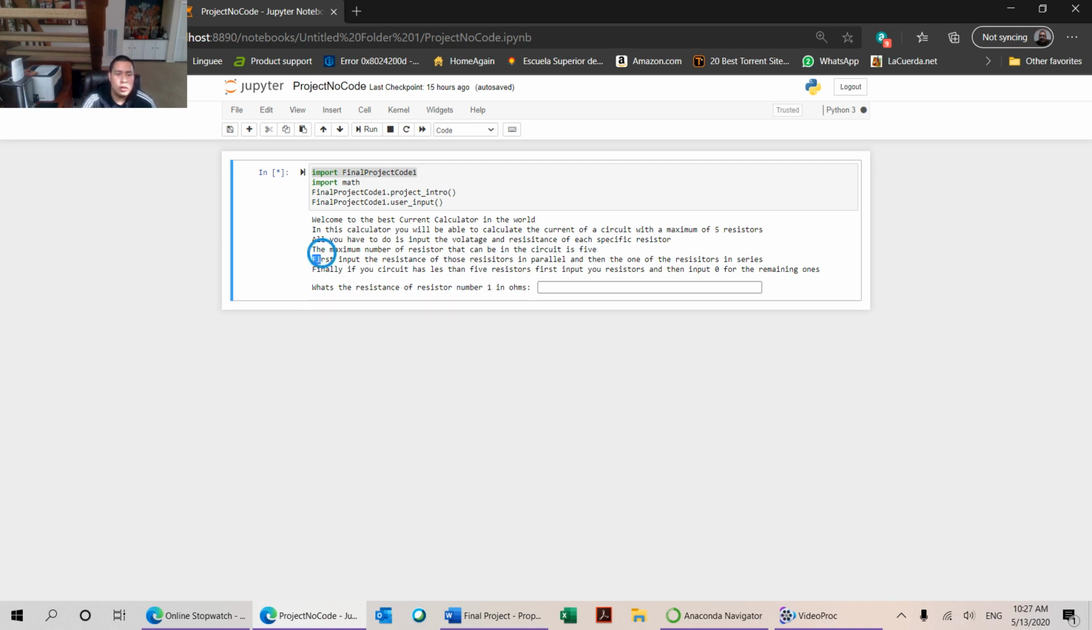Now, first thing I'm going to do is input the resistance of the resistors that are in parallel, meaning that, once again, resistors are in parallel if they don't have the same endpoints. If they are in series, you input them later. So first, start with parallel, then go to the ones in series. If your system doesn't have 5 resistors, you can just input a 0 for them, and it'll still do the calculations for you.